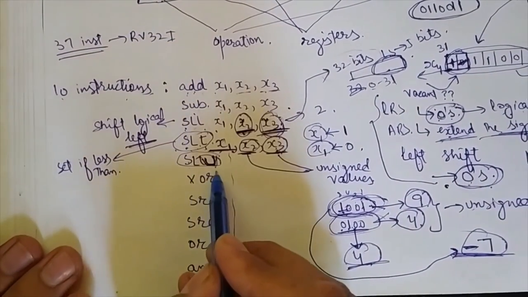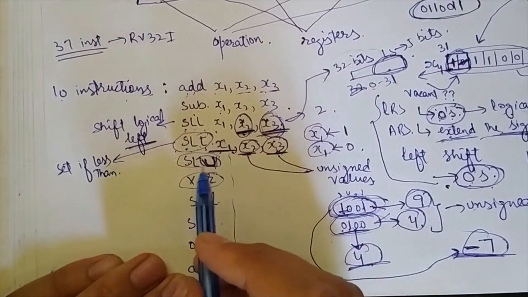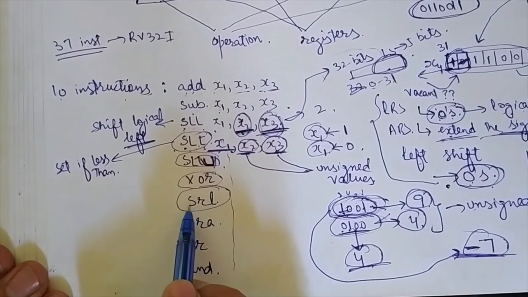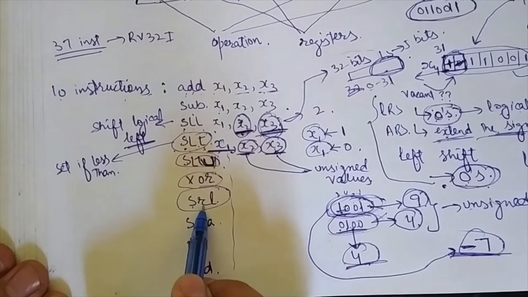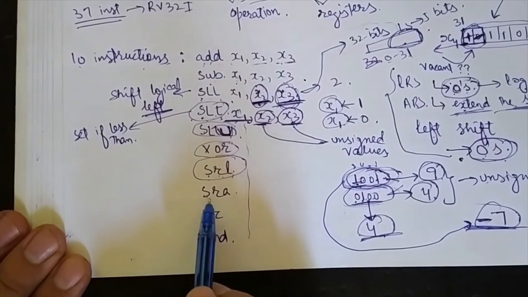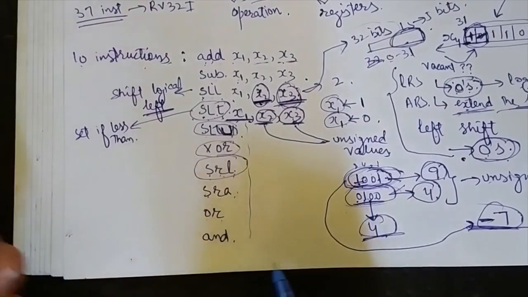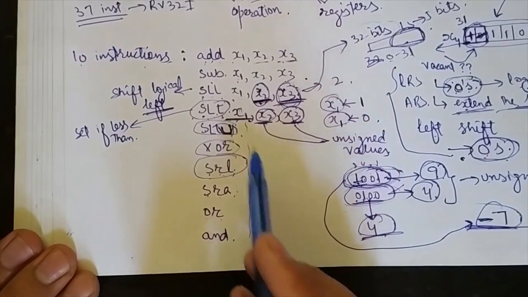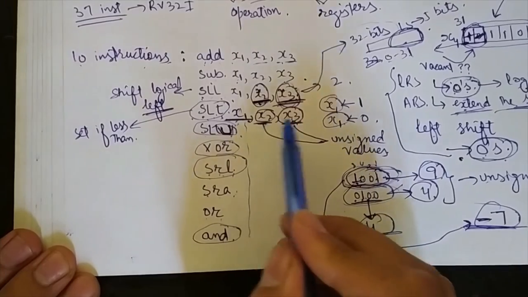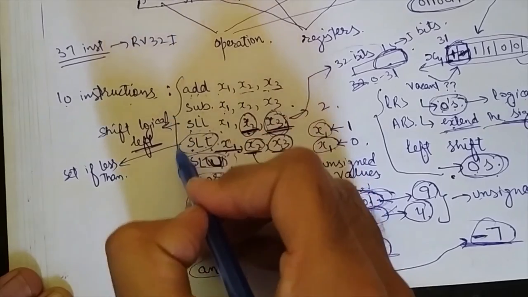Okay. Then we have XOR. XOR means XOR X2 and X3, and the final result should be stored in X1. Then we have SRL. SRL means shift right logical. This is SRA, shift right arithmetic. And then we have OR. OR means OR the two registers X2 and X3 and place the value in X1. And we have AND. AND means bitwise AND of X2 and X3, place the result in X1. So these are our 10 instructions.